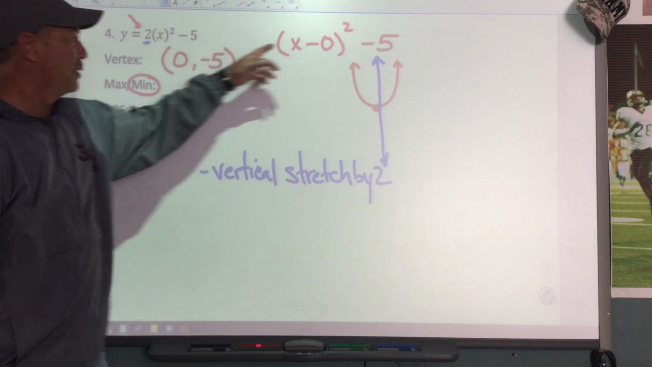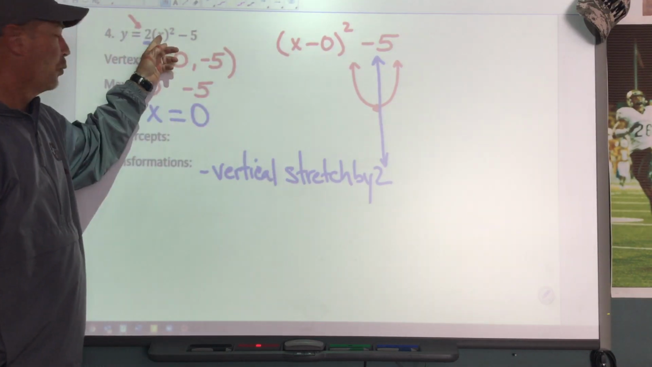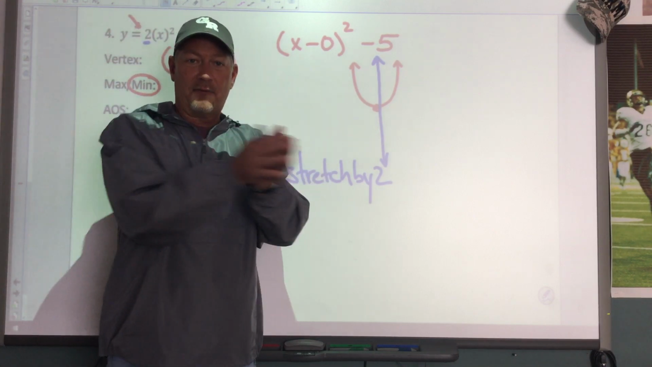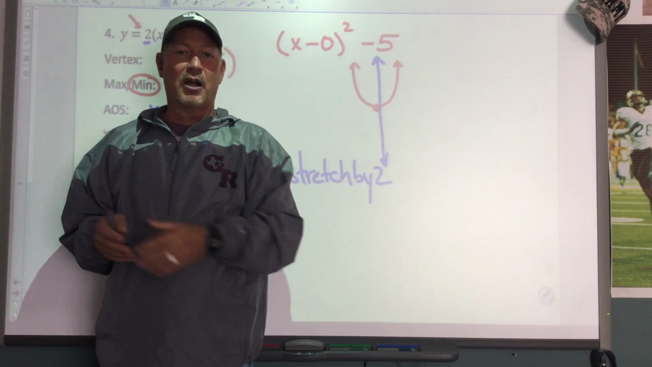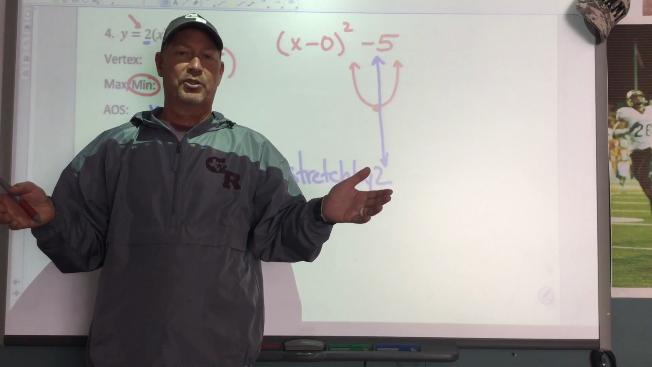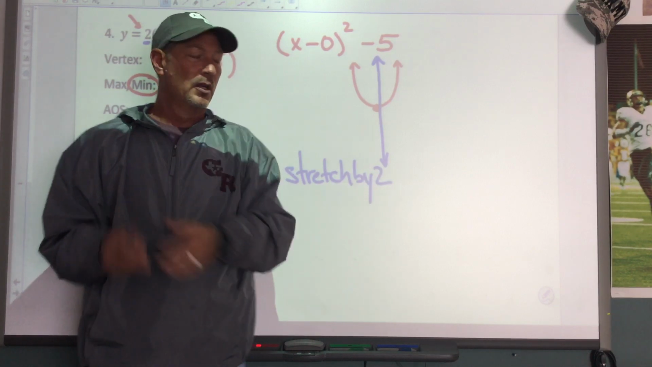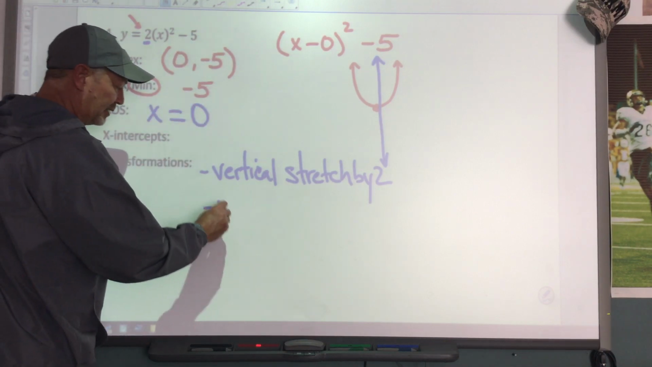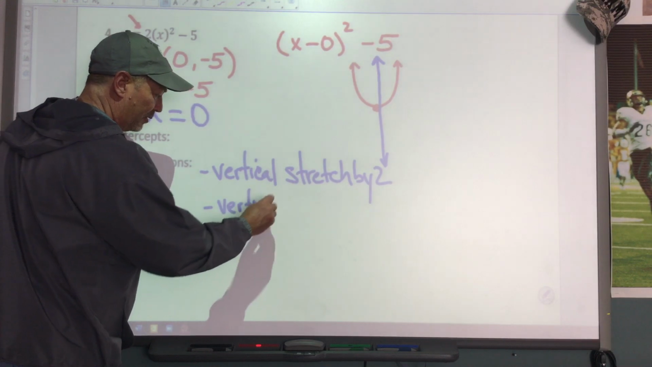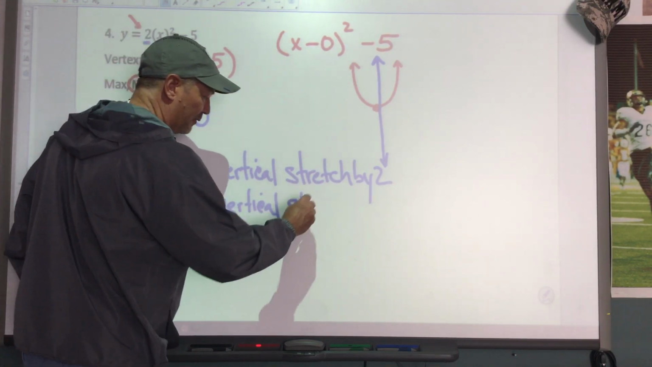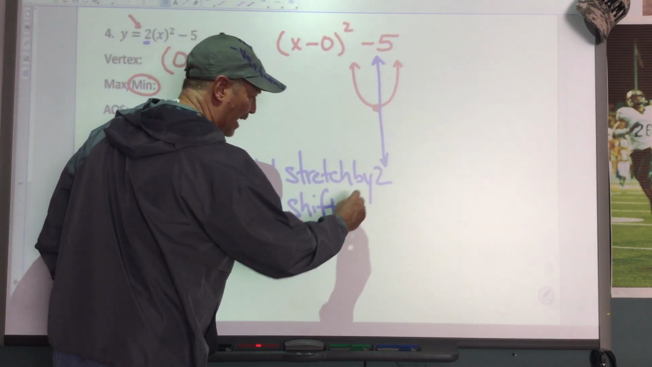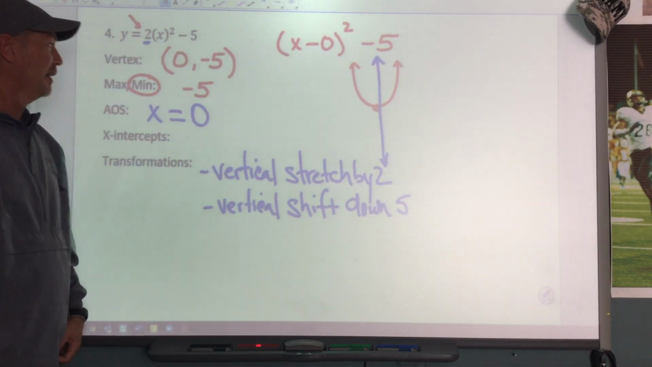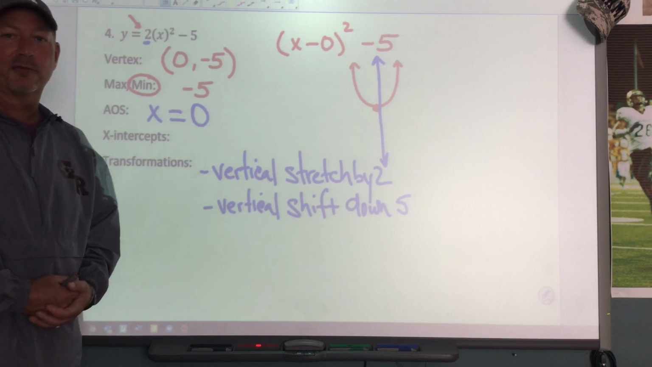Over here, inside the parentheses, there wasn't anything that I could take the opposite of. So that means we did not shift left or right. We did not have a horizontal shift. We didn't shift either way. So the only other thing we have is a -5. And that -5 is going to get us a vertical shift down 5. Okay? That's a vertical shift down 5.